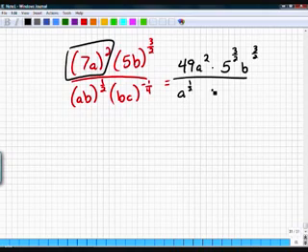A to the 1/2, B to the 1/2, B to the negative 1/4, good, and C to the negative 1/4. Just get rid of all your parentheses first, because you can't combine anything until you do.